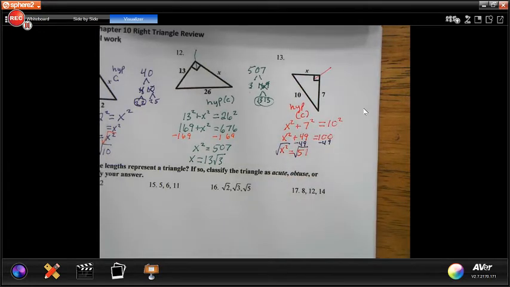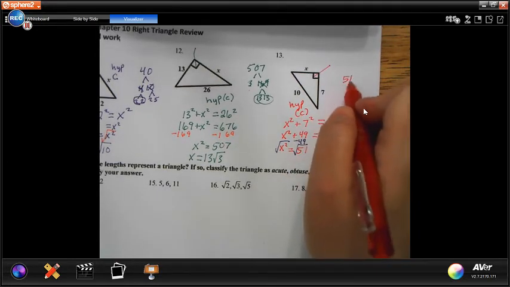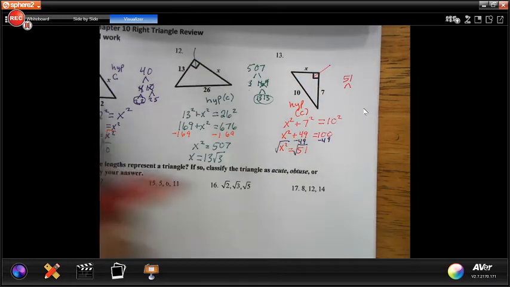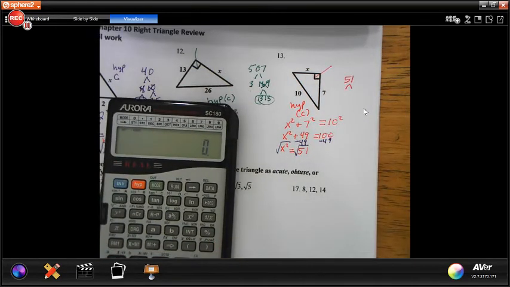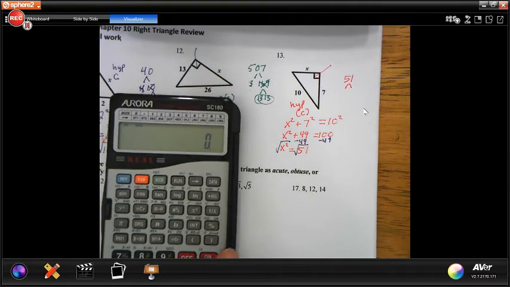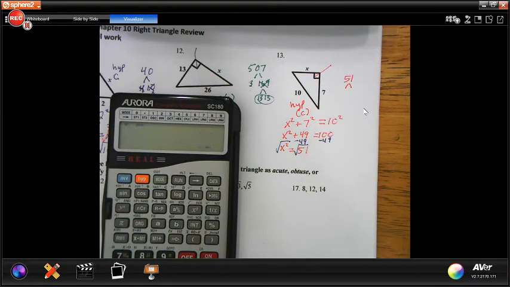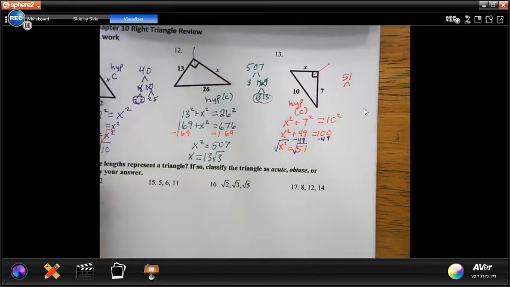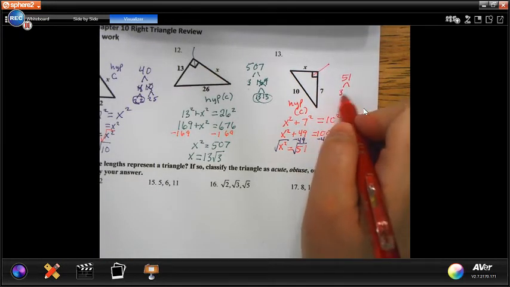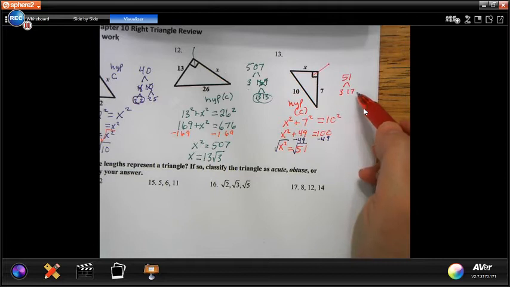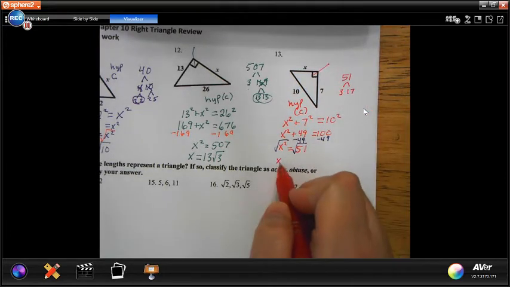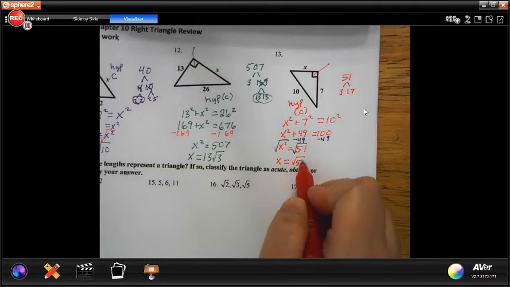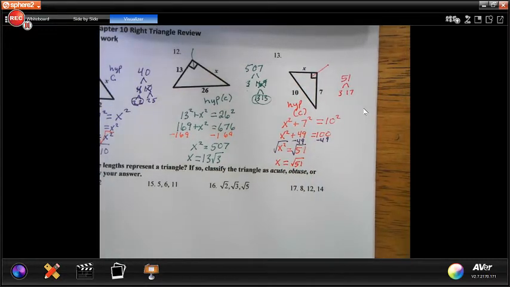Now 51, well, it's an odd number, so 2 is not going to go into it. So I'm going to try 3, and that's 17. So that is 3 and 17. And since 17 is prime, that's not going to break down. There are no twins. So that means x equals radical 51. That is going to be your answer. Sometimes the radical stays radical. If it can simplify, you do need to simplify.